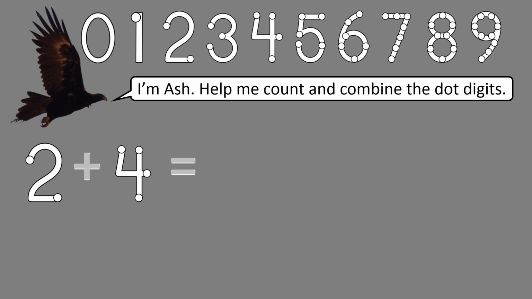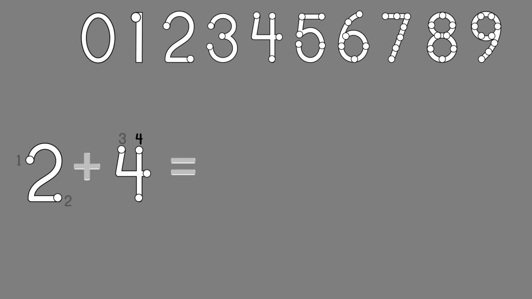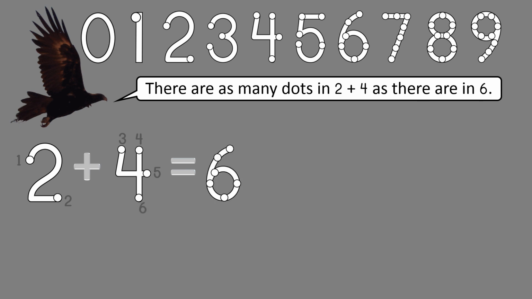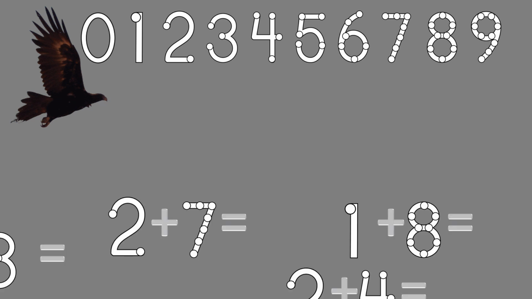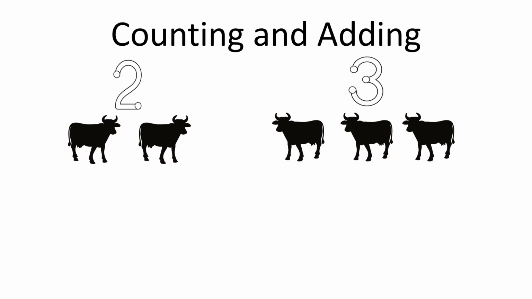So here we've got 2 plus 4 equals, can you find a digit that has as many podules? Well, there's 1, 2, 3, 4, 5, 6 podules all together, and when all the dots are counted once, you stop. And so 6 podules means that 2 plus 4 equals 6. Okay, so we've got a variety of others that we can explore. 2 plus 7, 1 plus 8, 3 plus 5, 3 plus 6, and so on. We can get to counting. We can also then go on to adding.